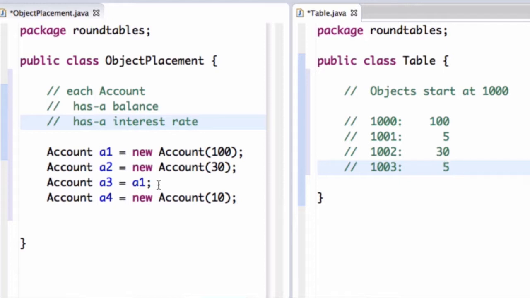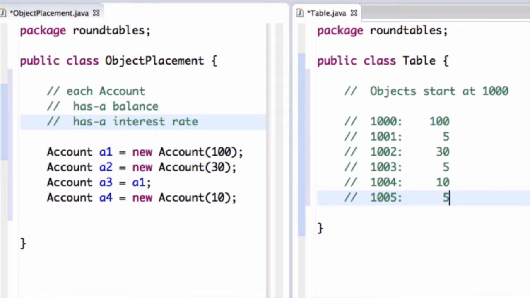But there is a third instantiation here, a new account of 10, and so Casey, how would that look in memory? It would be 1004 would be 10, and then 1005 would have 5 again. Good. Now we've laid these objects out linearly in memory, which is fine.